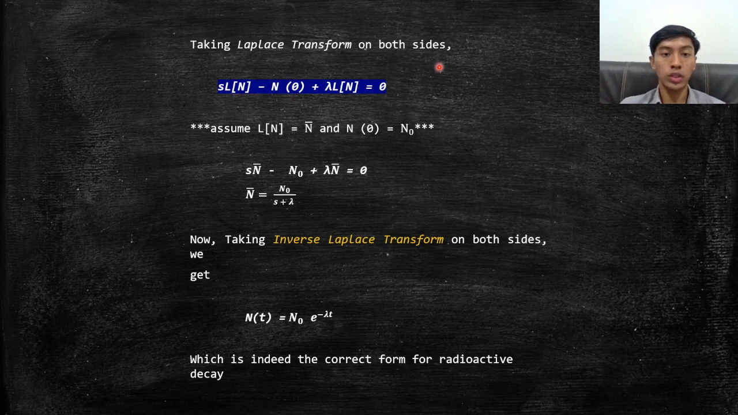Taking Laplace transform on both sides, the equation is s L(N) minus N(0) plus lambda L(N) equal to 0. We can rearrange this equation by assuming L(N) equal to N bar and N(0) equal to N naught. So the final equation that we get is N bar equal to N naught over s plus lambda. Now, taking inverse Laplace transform on both sides, we get N(t) equal to N naught e to the negative lambda t, which is indeed the correct form for radioactive decay.